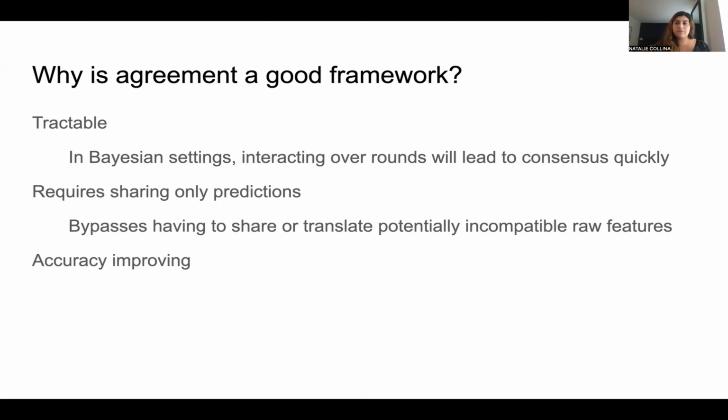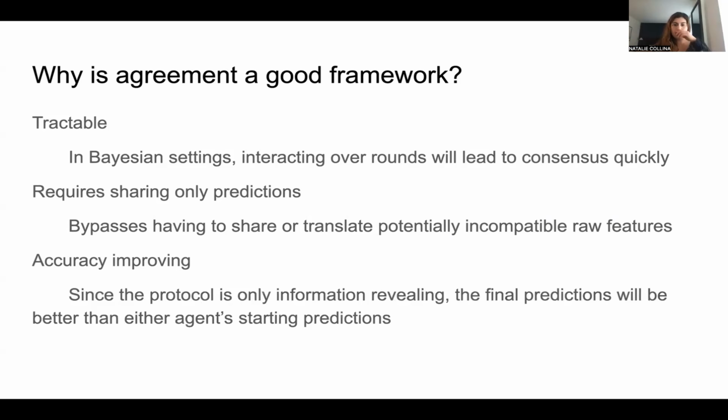And finally, as mentioned before, this is at least weakly accuracy improving. So we already have this do-no-harm condition, because all that we're doing is revealing information. Okay, so far so good. But why are we not done?